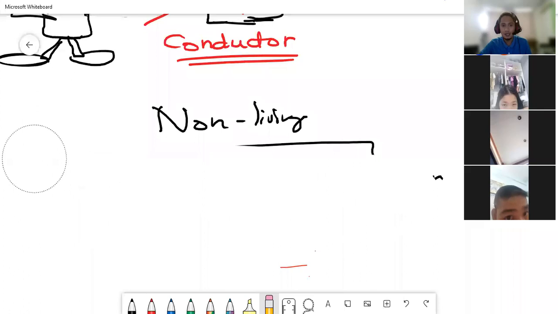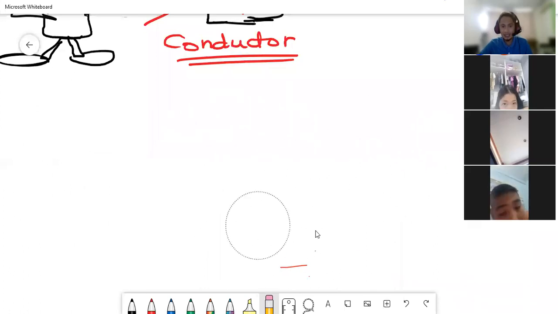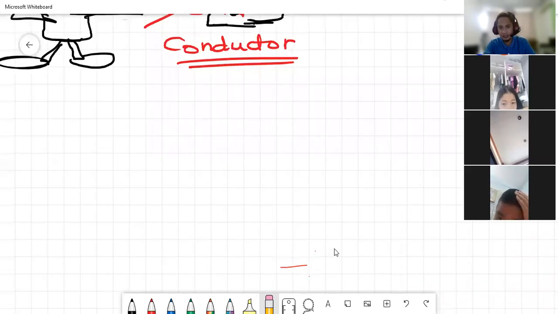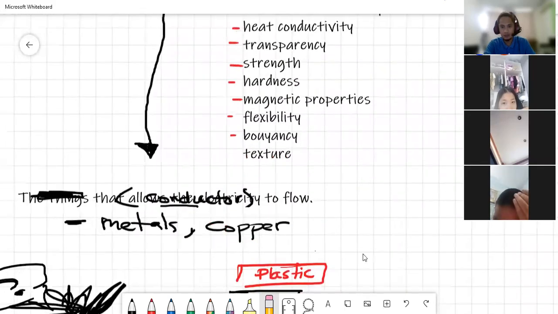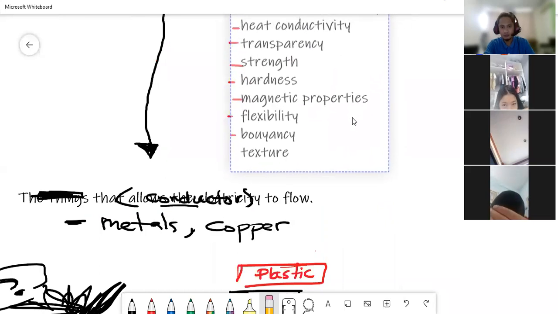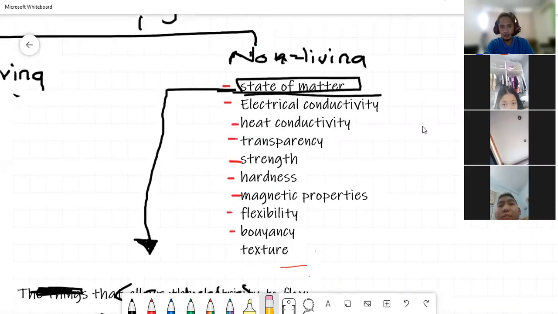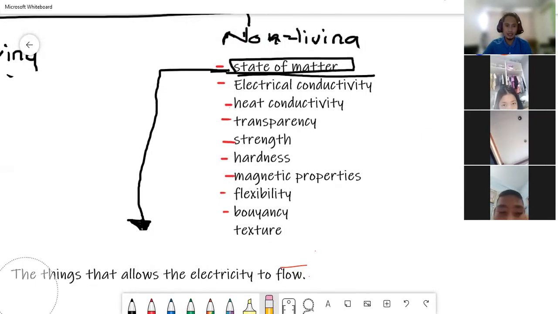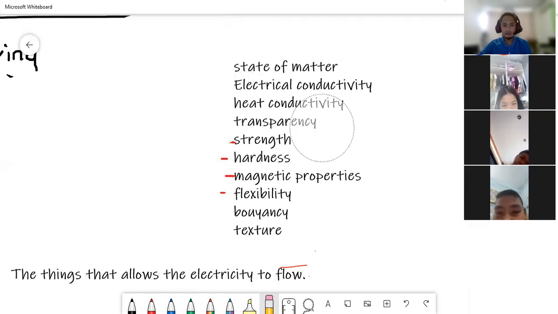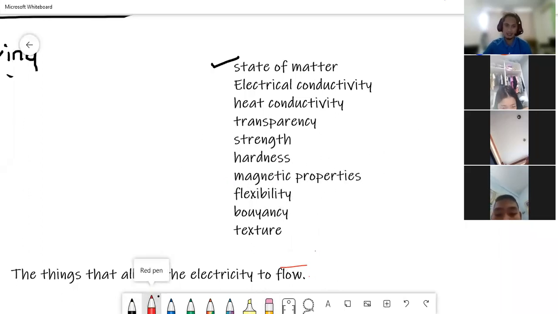What is the second one? The second is electrical conductivity. Go back up here. Okay, here. This one. Electrical conductivity. Okay, that one. State of the matter, what are they? Everyone, I want to know. The states of matter: liquid, solid, and gas.